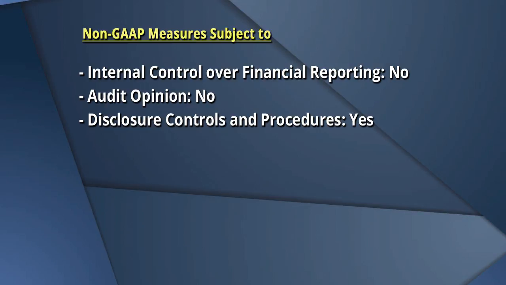and they're also subject to DCP if they appear in an 8K with respect to your earnings release, a 202 8K, or if they show up in a 701 8K where you might have filed it or furnished it in connection with an FD disclosure.